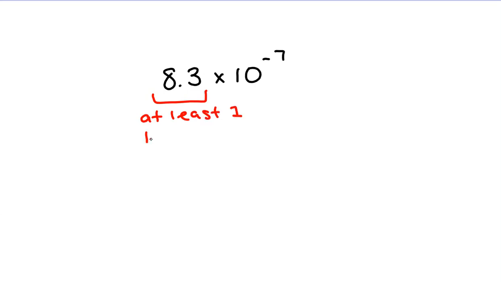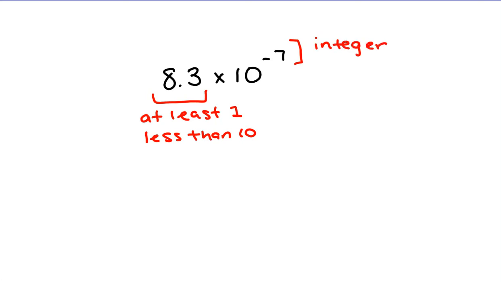Scientific notation is used when you want to write very small numbers or very large numbers. A number is written in scientific notation when it's shown as the product of a factor and a power of 10. So here is our factor and our power of 10. We know this is written in scientific notation because this factor is at least 1 and less than 10, and our exponent, our power of 10, is an integer.